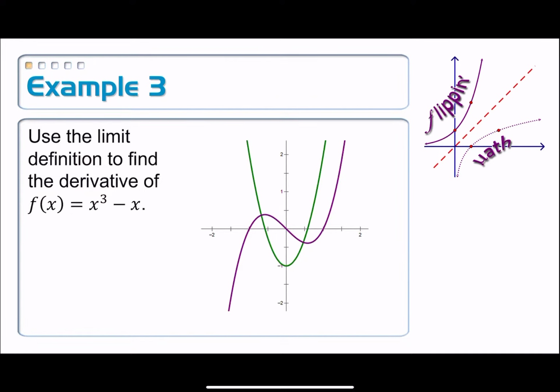And that is, look at where this green graph, which is the derivative of the purple graph, crosses the x-axis right here. So just look at where this corresponds to on the original graph, okay? And then it crosses the x-axis here. Look at where that corresponds to on the purple graph, okay?